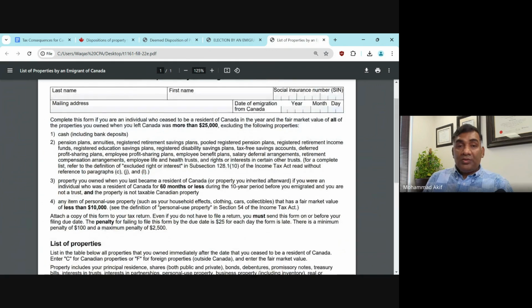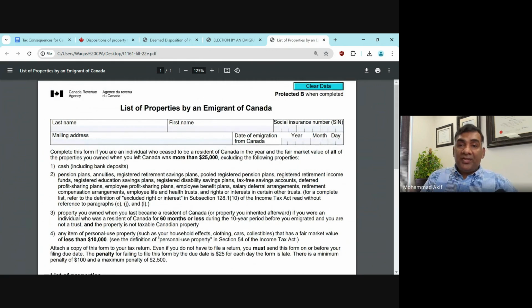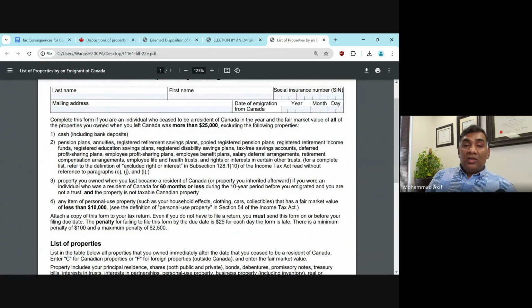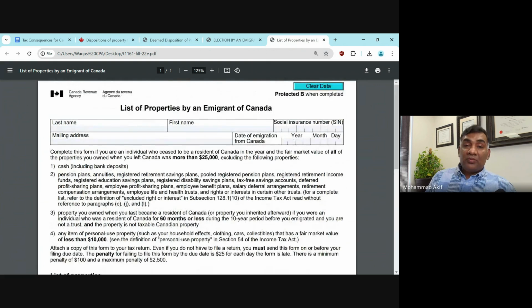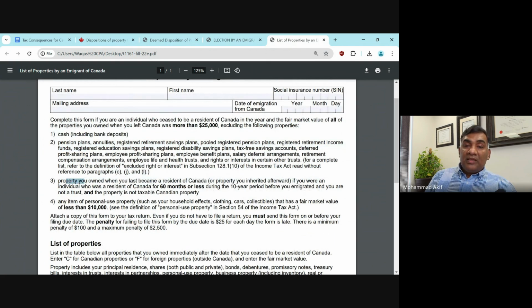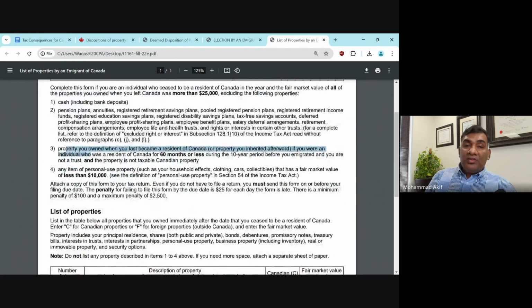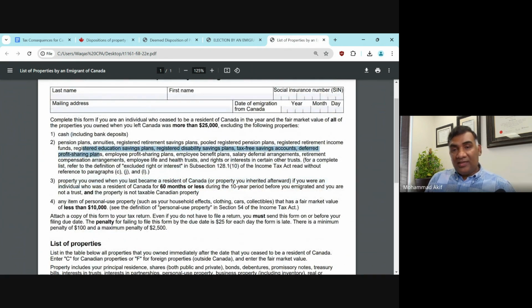So I wanted to go over this form: the list of properties by an emigrant of Canada. Technically, whenever you're leaving, if you have more than $20,000, again, this is information that is required. So I do want you to make sure that you understand the requirements of the form. Of course, we do have exceptions in terms of what should not be reported on this form.